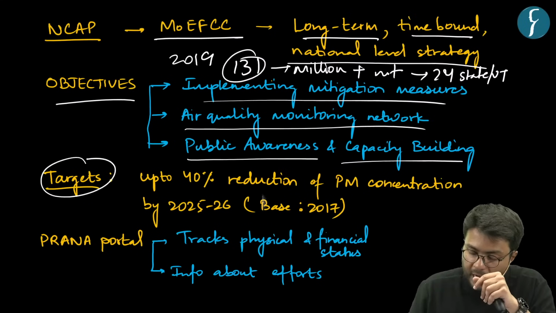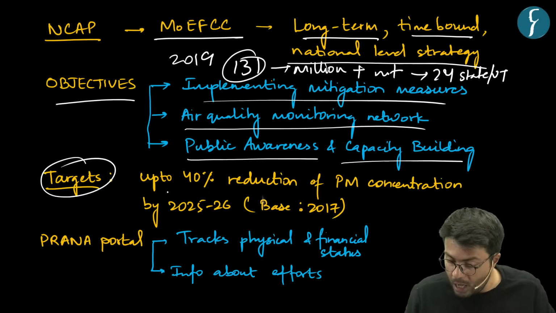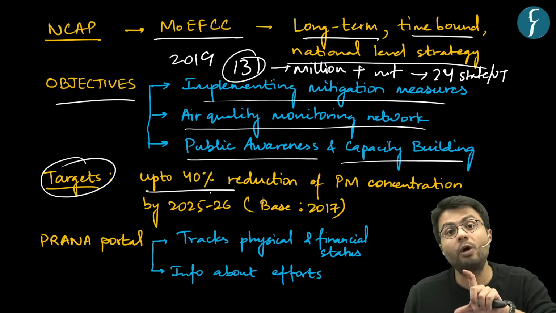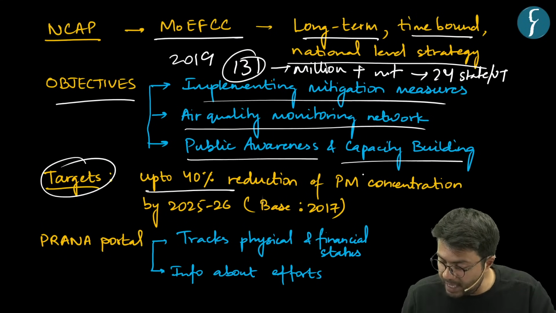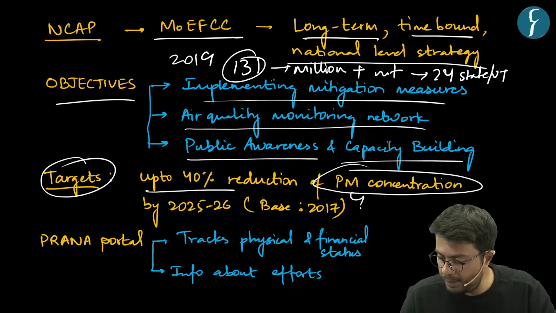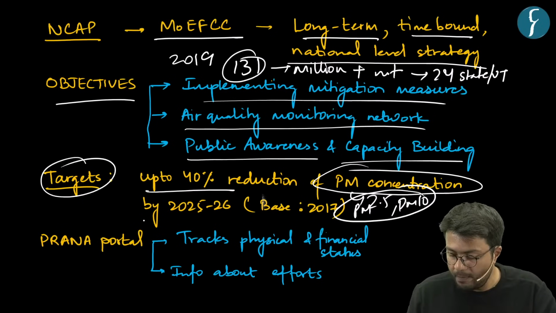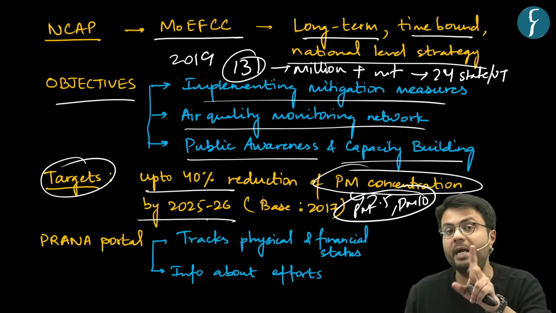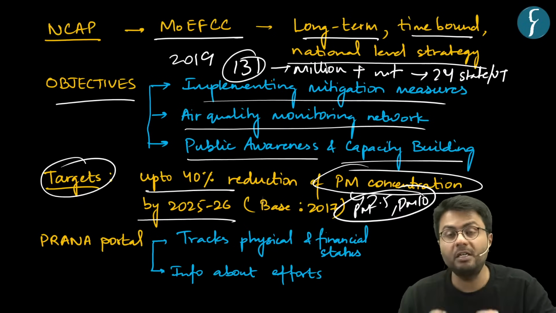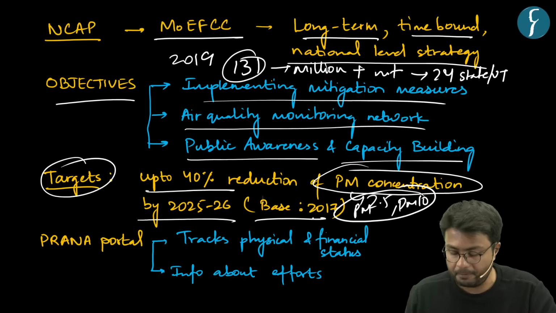Now, the target of this scheme is to control air pollution by up to 40%. And what is this 40% reduction? It lies in reducing the concentrations of particulate matter, which means both PM 2.5 as well as PM 10 particulate matter, which will be reduced by up to 40% by the year 2025-26. And this 40% reduction will be taken from the base year, that is the year 2017.